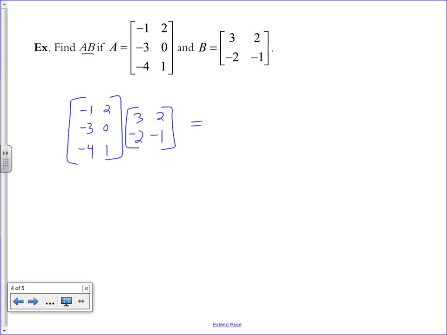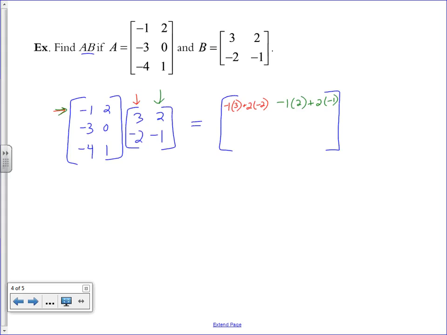And set up my answer matrix. Okay, I'm going to start with row 1 from the first matrix, and it's going to go first to column 1. So I'm going to do -1 times 3, add it to 2 times -2. I better move this bracket over. I need a little more room here. And I'm going to do the same row by the next column. -1 times 2 plus 2 times -1.